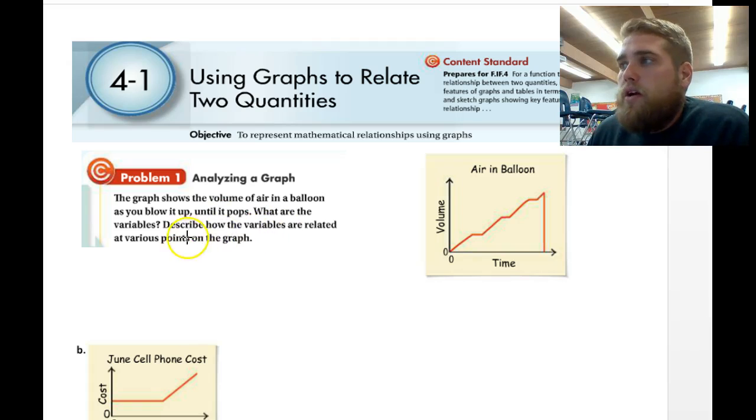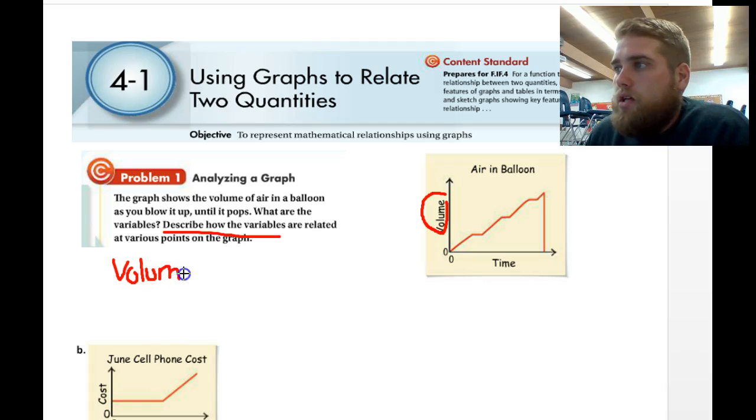So the first part is describe the variables. Well, our first variable is volume. So we have volume, and I apologize for my writing with this thing, but it's actually not that bad. Our next variable is time. So those are my two variables, volume and time.